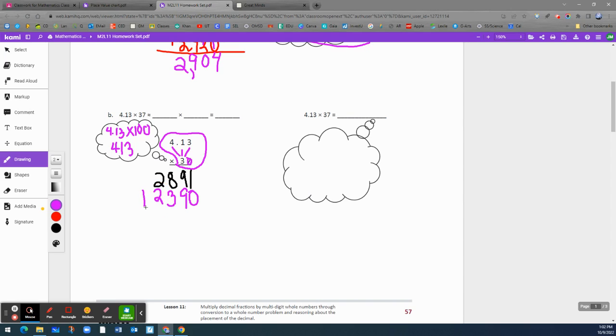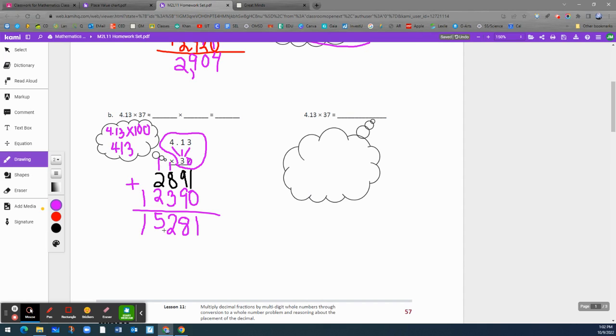Now we have two partial products. And the total is going to be 1. 9 plus 9 equals 18. We carry 1 over. That would be 1 plus 3 equals 4. 4 plus 8 equals 12. We carry 1 over. 2 plus 2 plus 1, that total is 5. And now we have this number.